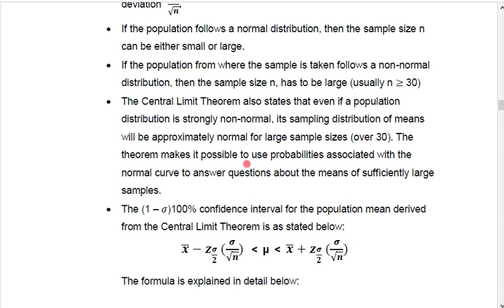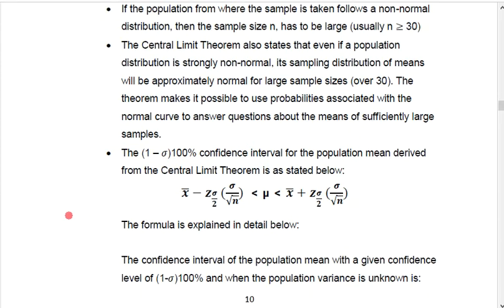The theorem makes it possible to use probabilities associated with the normal curve to answer questions about the means of sufficiently large samples. Okay. Okay, this is 1 minus alpha or A. Okay, this should be A times 100% confidence interval for the population mean derived from the central limit theorem as stated below. Okay? So this should be 1 minus A by 100%. Okay? The formula is explained in detail below. So this is the formula. Okay? To find the confidence interval.